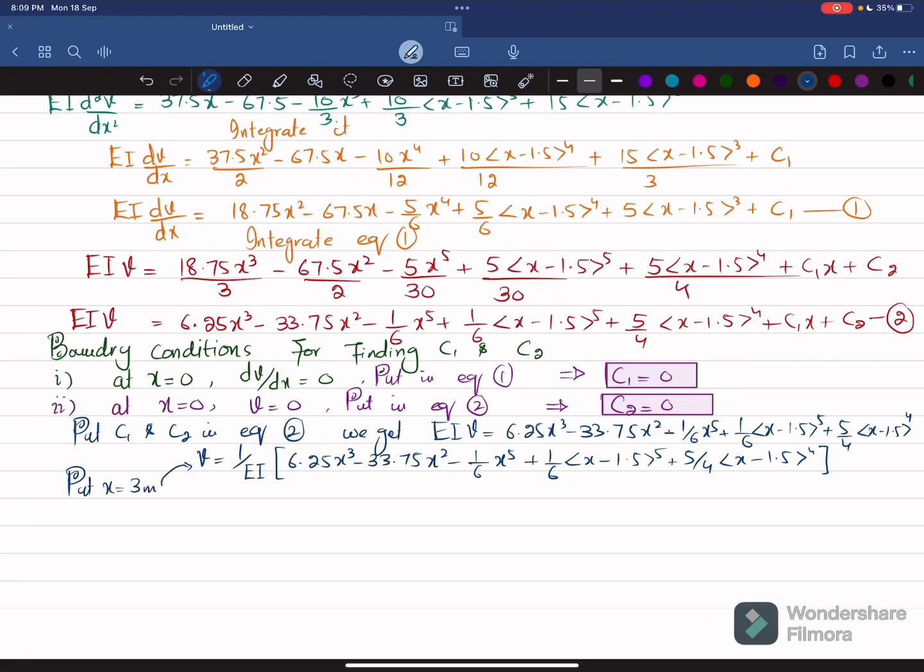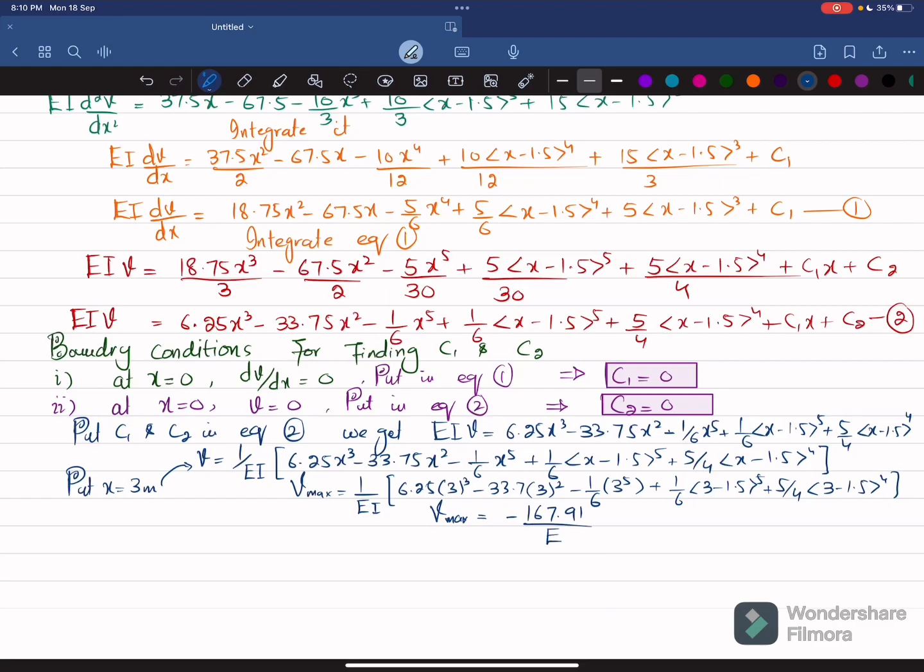So you will get Vmax equal to 1 over EI into 6.25 into 3 cube minus 33.7 into 3 square minus 1 over 6 into 3 power 5 plus 1 over 6 into (3 minus 1.5) power 5 plus 5 over 4 into x, which is (3 minus 1.5) power 4. So again, when you solve this, you will get Vmax equal to minus 167.91 over EI. Okay. So now you have the value of E and I as well.